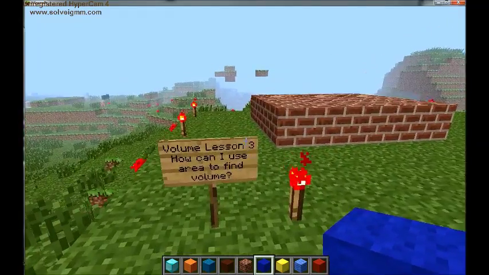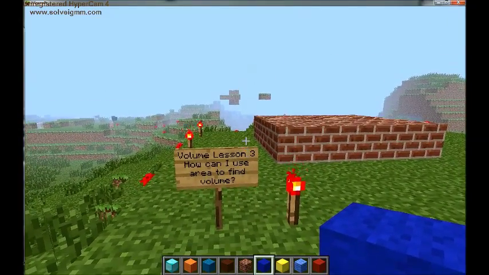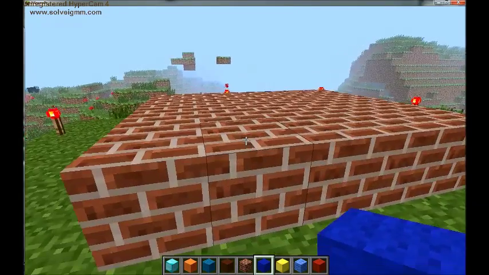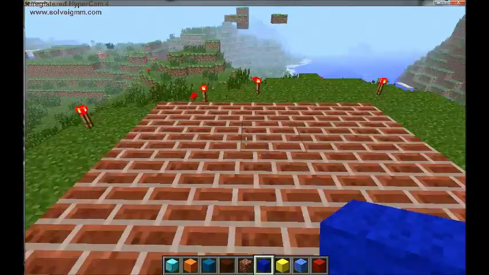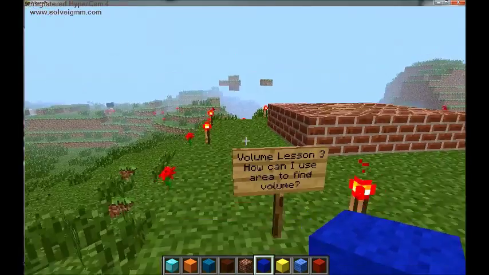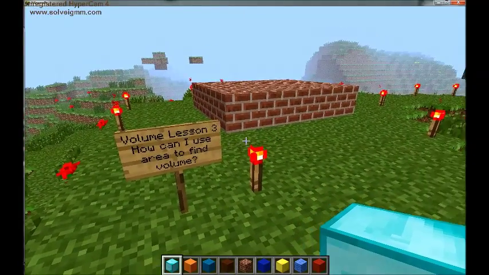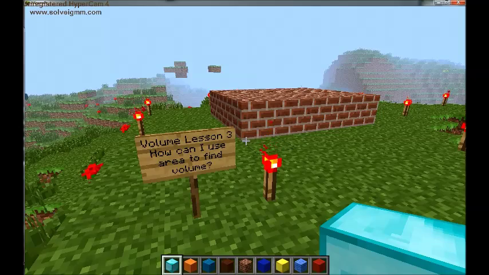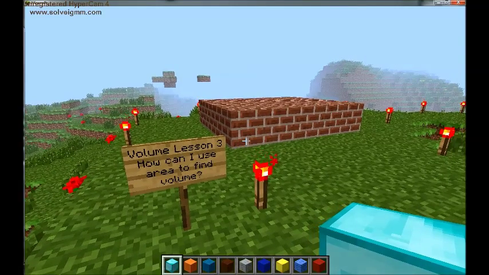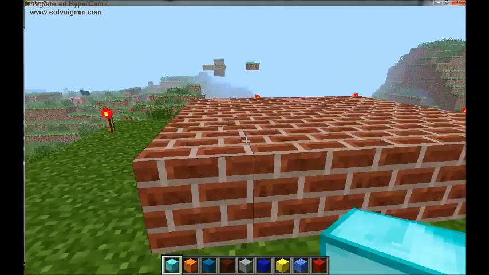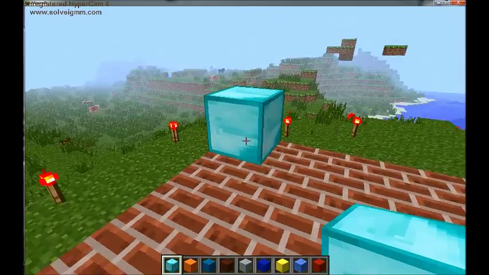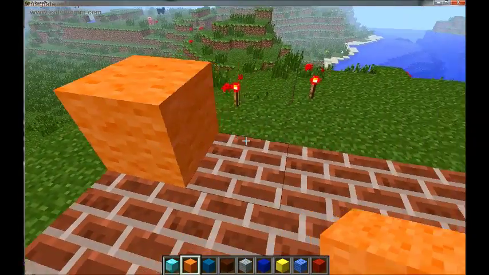Lesson 3. Well, how can I use what I know about area to find volume? You'll notice that I have a platform here, and I'm going to build a rectangular prism on this platform, and I want you to see if you can notice anything specifically about this prism. We're going to try to look for a new pattern. Okay, so we know area is length times width. You know what, I'm not going to use the diamonds anymore. Let's change it up. Okay.